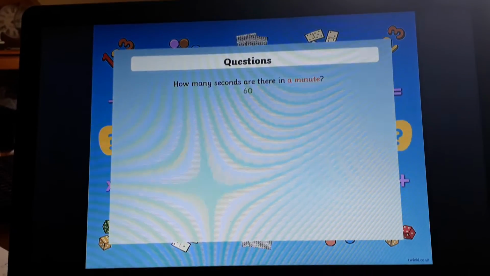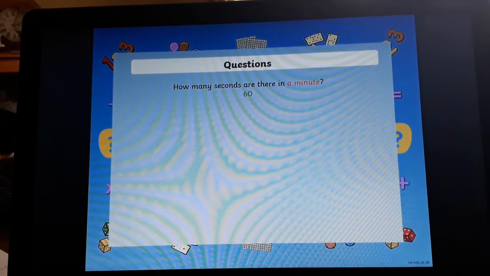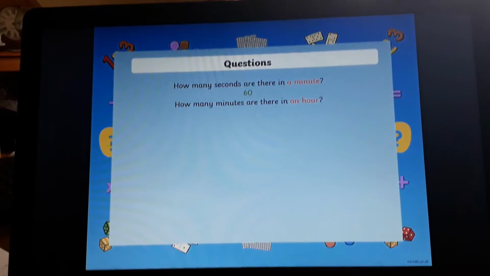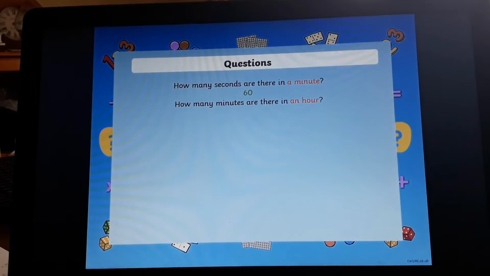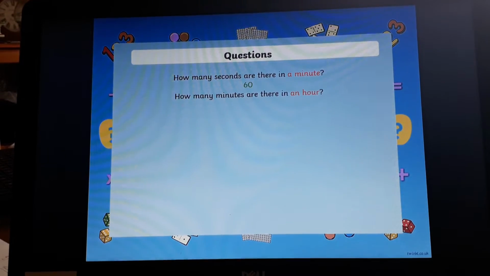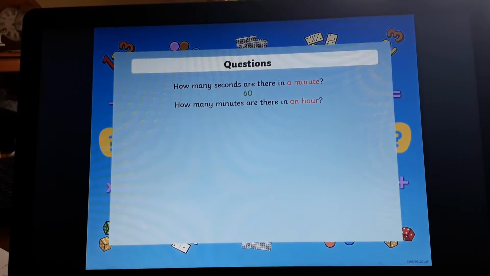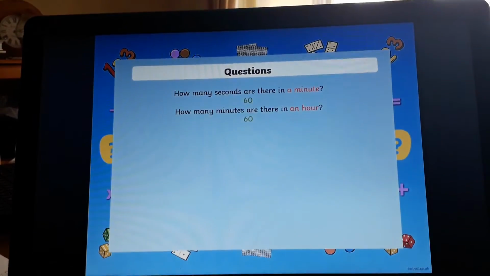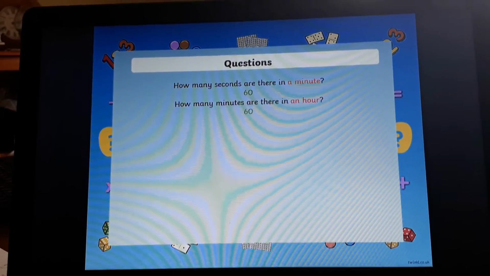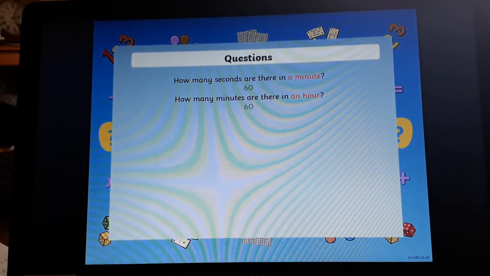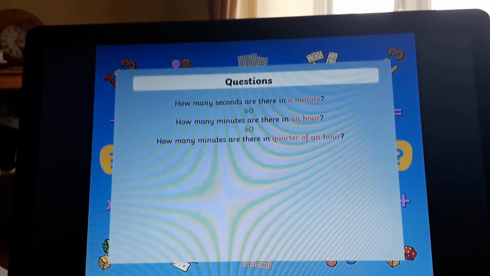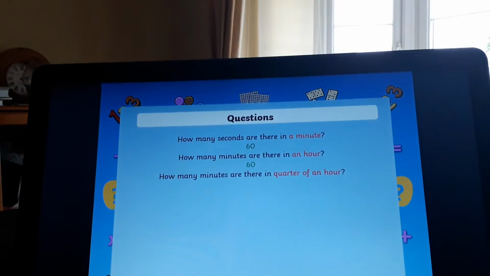Okay, so you should have written 60. So there's 60 seconds in a minute. And how many minutes are there in an hour? Okay, so unpause and you should have put 60. So notice there's a bit of a pattern there. So we've got 60 minutes in an hour, 60 seconds in a minute. How many minutes are there in a 1/4 of an hour?